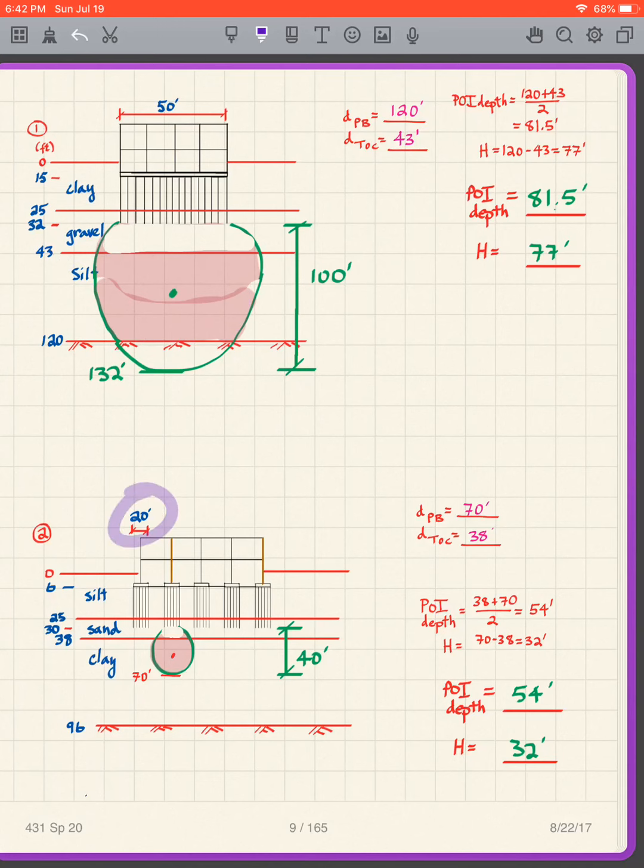For this one, my B is 20, 2B is 40. I go down there, since the tips are at 30, I'm now at 70 feet. So I have my depth of my pressure bulb is 70 feet, and then the top of the clay is right here, 38 feet. So I'm going to use those two numbers. The sum divided by 2, the difference, and I get my point of interest depth is going to be in the center there, and my h, there's my h, it's 32.